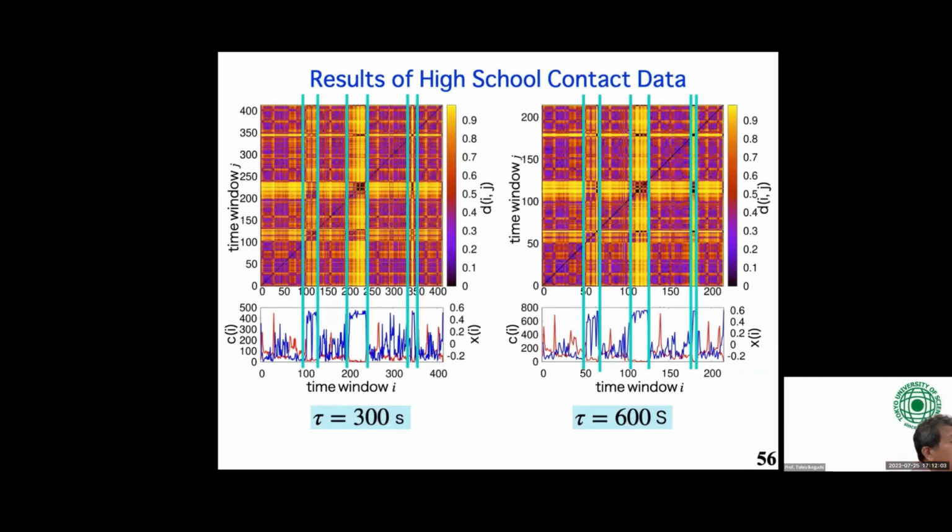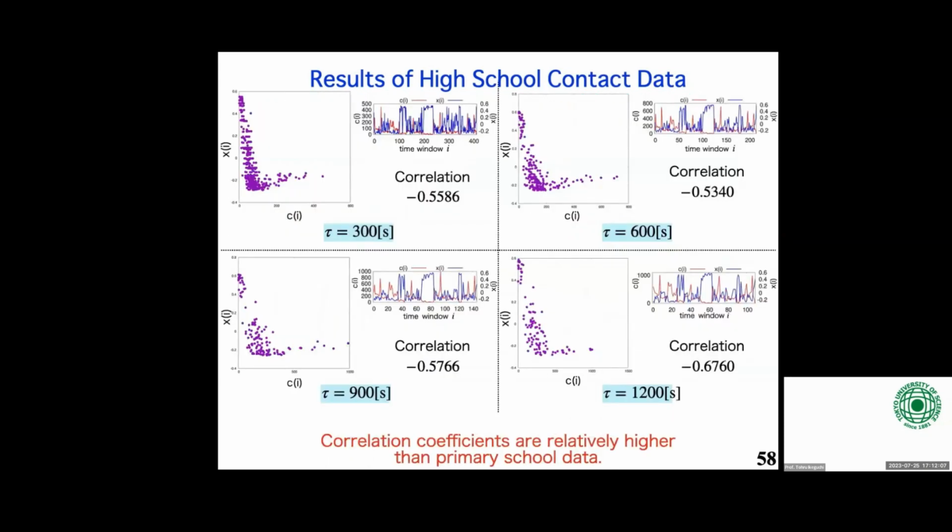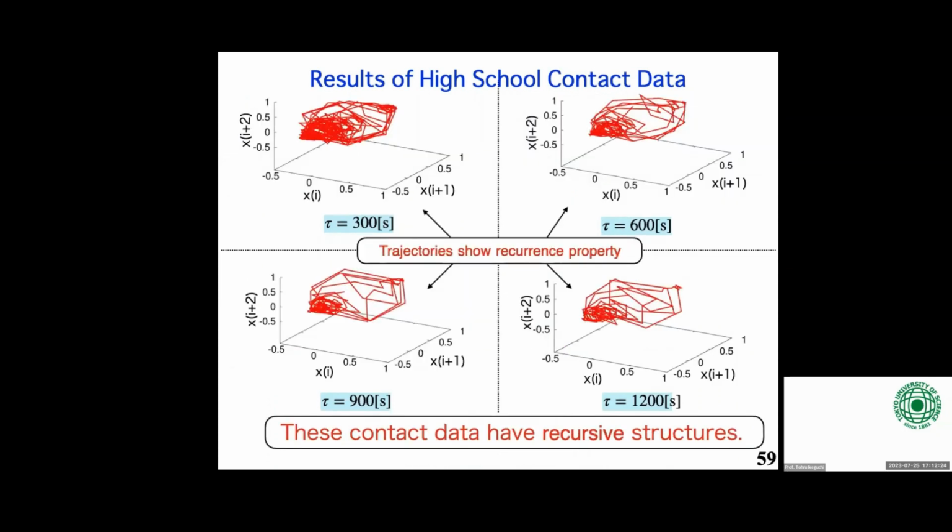And this is the high school data, but I'd like to skip it because I do not have enough time. So this is a correlation diagram. Different from the primary school data, the high school data has relatively high correlations. But it also has recursive structures, the same as the primary school data.